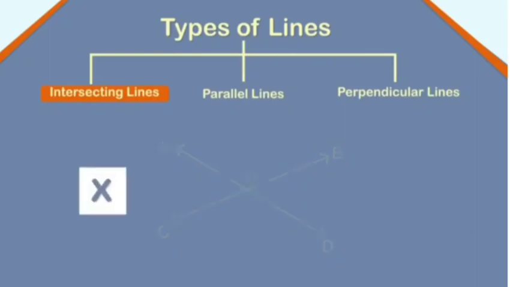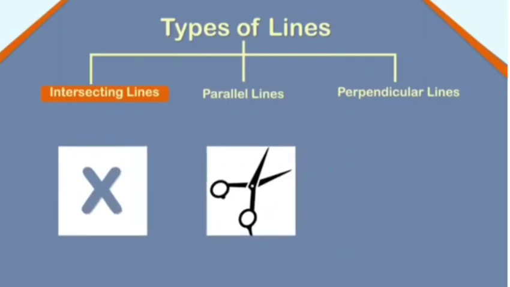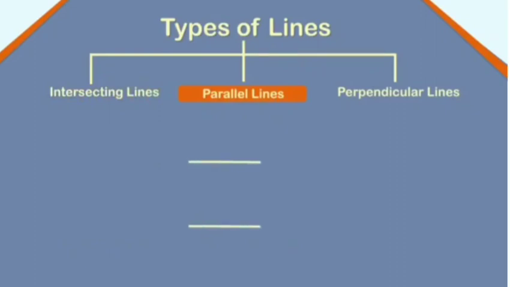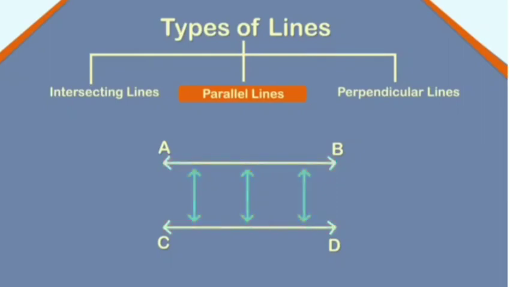The letter X, a pair of scissors, and intersecting junctions on roads are examples of intersecting lines. Next, we'll see what are parallel lines. Lines which never meet and are always at an equal distance from each other are called parallel lines. Here, line AB and line CD are parallel to each other as they are at an equal distance from each other and they do not meet.